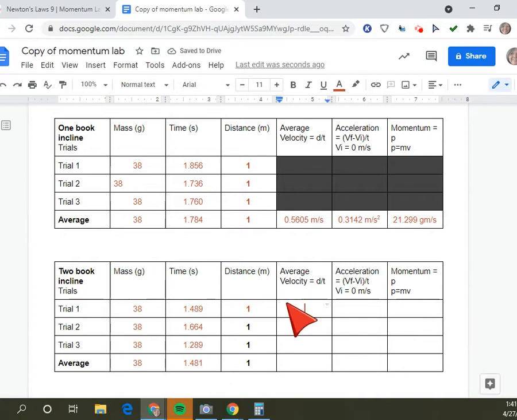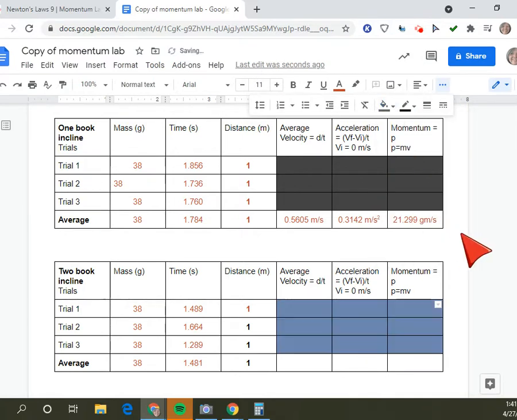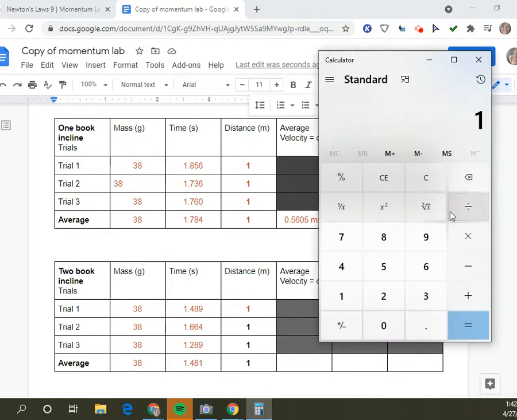Okay. So again, we're going to make this faster. We'll just do the averages here. We're doing average velocity, same concept. We're going to go meters per second, so distance divided by time. 1 divided by 1.31.